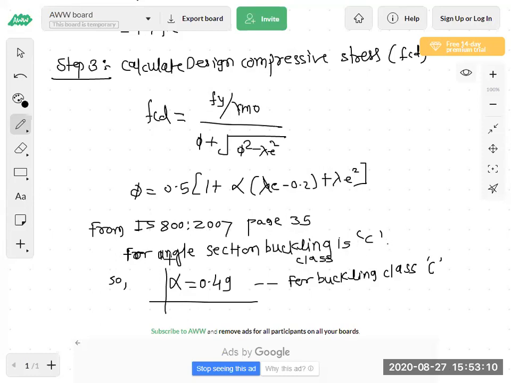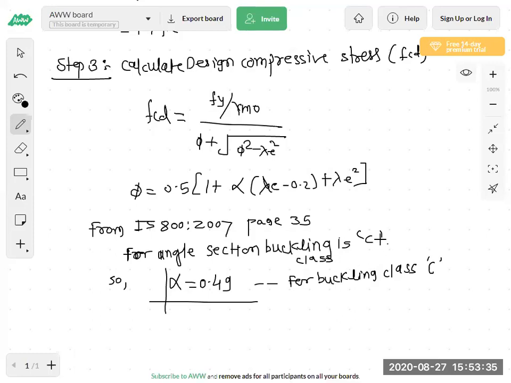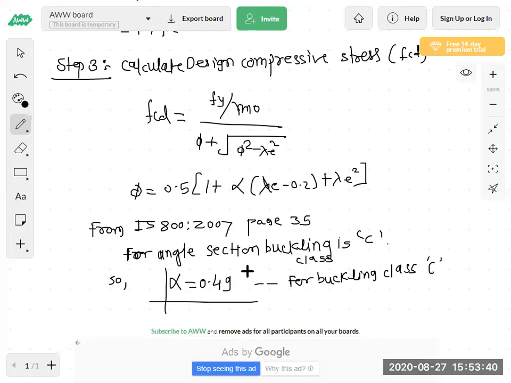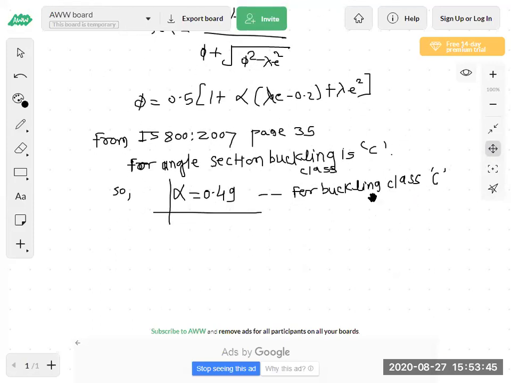That statement is very important: for angle section, buckling class is always C. And where is it given? It is given on page number 44. What is the buckling class for angle section? It is C. We saw in theory in the last lecture that this C buckling class is for angle, given on page number 44. So for buckling class C, alpha is equal to 0.49. Are you getting it? Everyone, please, got it?